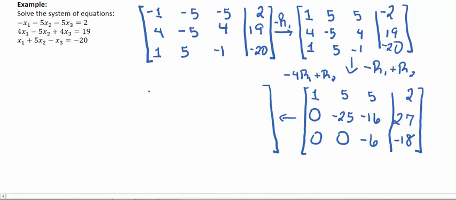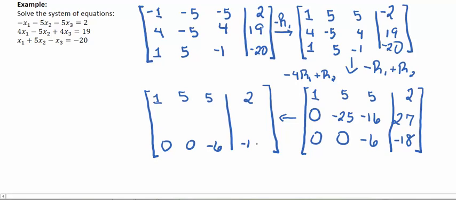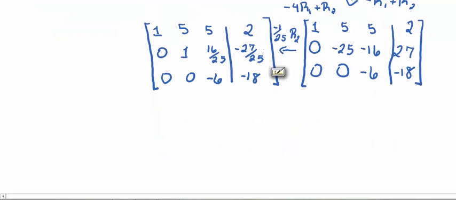And we're going to move on to the second column. This time, I want to get a 1 in the second row, second column. It's currently a -25. So in order to turn that into a 1, I need to multiply by -1 over 25. So I'm going to do -1 over 25 times row 2. That'll give me a 0, a 1, 16 over 25, and minus 27 over 25.